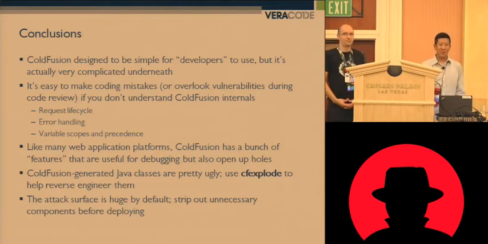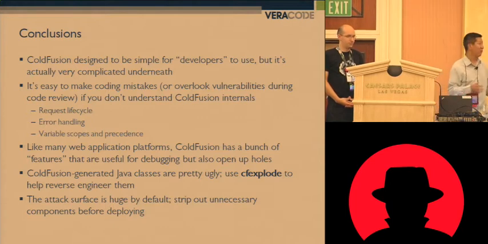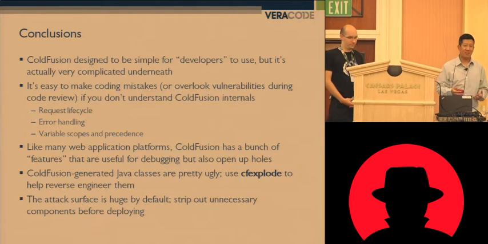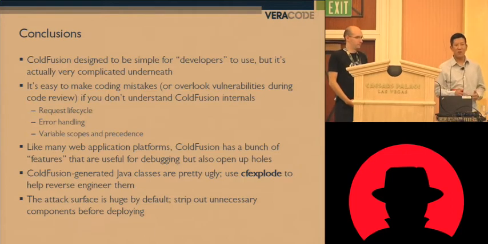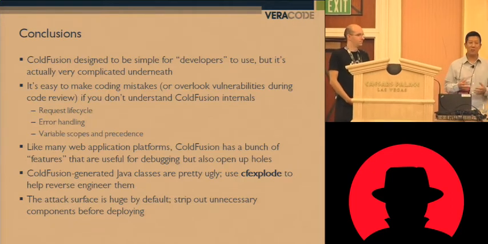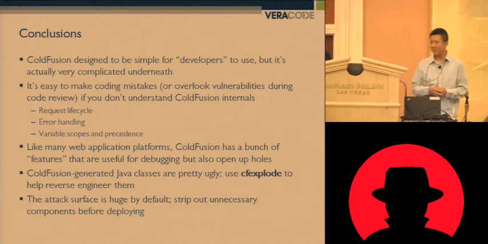ColdFusion was designed to be easy, but the cost of making it easy is that it actually is very complicated underneath, and there are unexpected things that happen, like the variable scoping. It's easy to make mistakes if you don't really understand how ColdFusion works with the request lifecycle, how error handling is happening, the default error pages and things like that, how variable scopes work, how the search order works. Just by looking at the ColdFusion code, you have to understand how that works. Otherwise, you don't really know if there are vulnerabilities there.